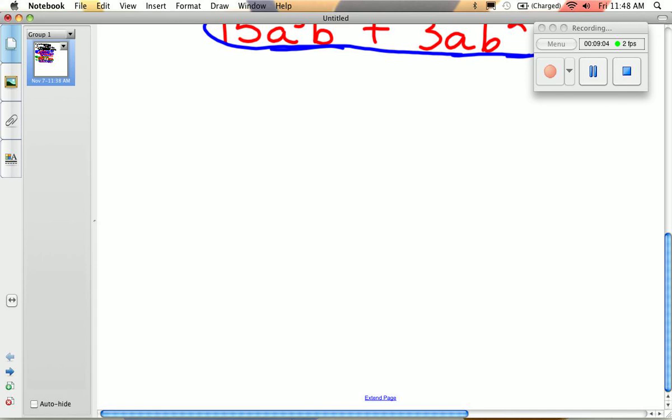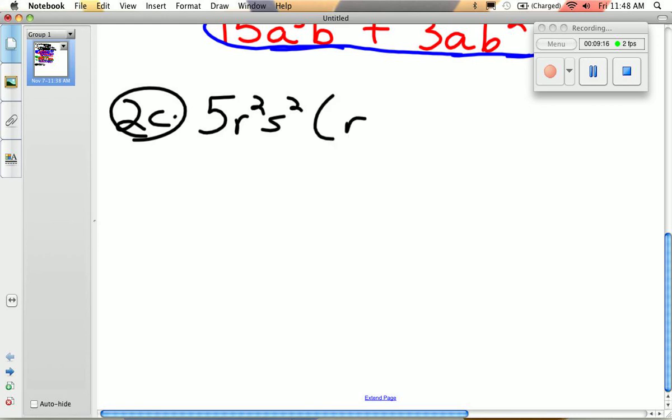Okay, let's do 2c, which is 5r squared s squared times r minus 3s. Not a fan of when they use s, but they did. Make your s little enough that it doesn't look like a 5. If you make it too big, then you might mistake it as a 5.